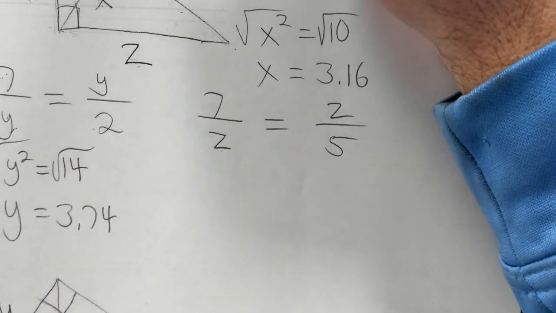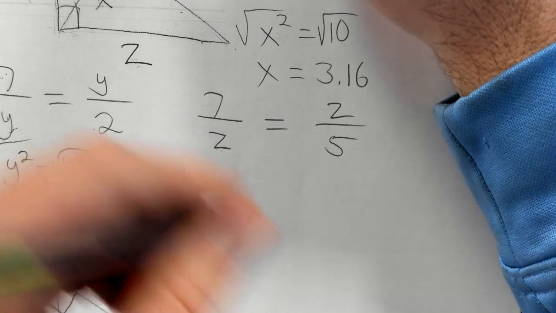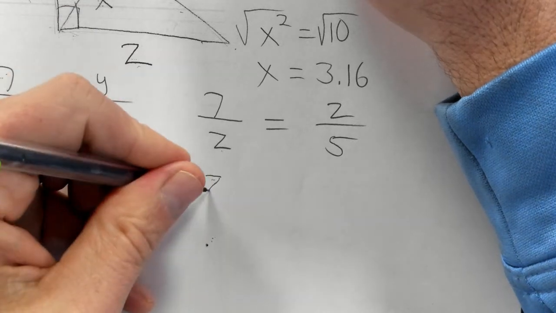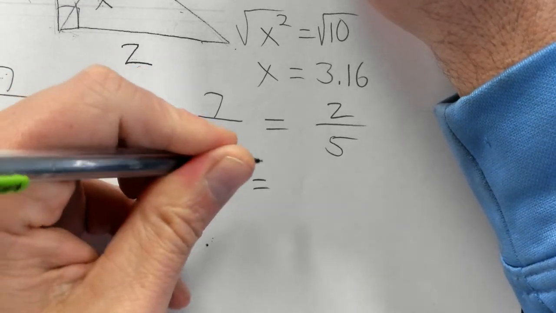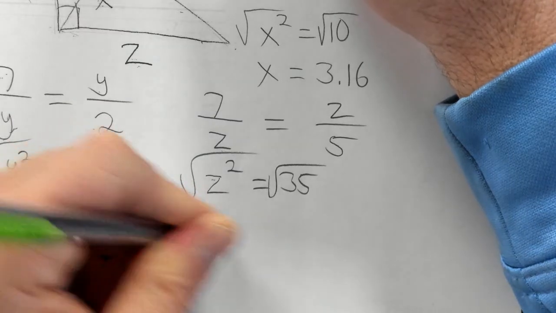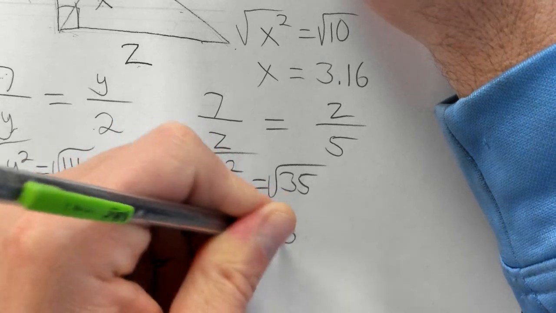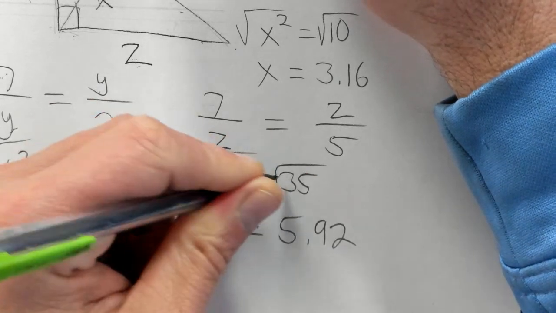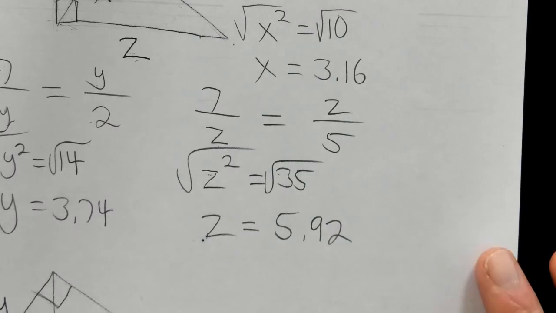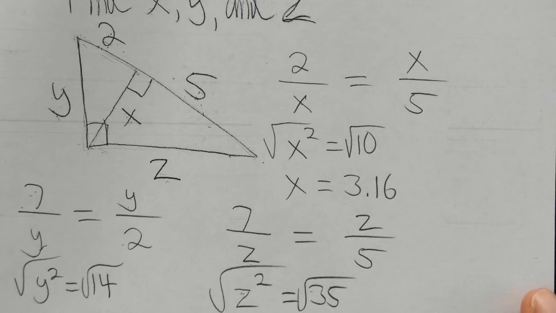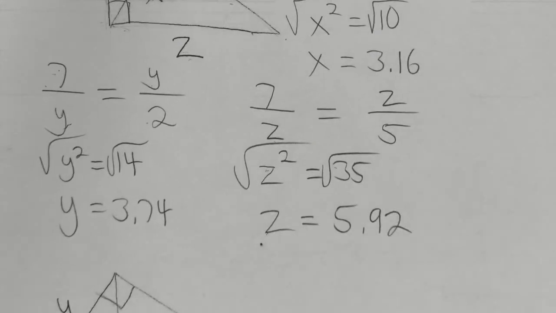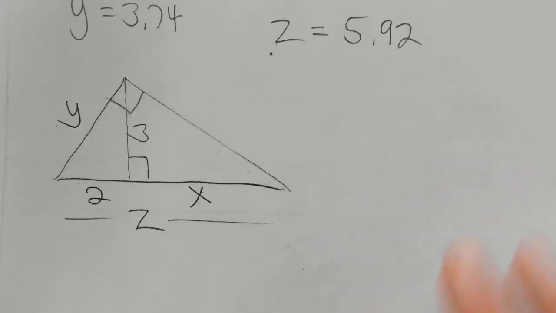So now we've got our fractions filled in. We're ready for solving it. So Z squared, the cross product, Z times Z will be Z squared. And 7 times 5 is 35. I must take the square root of both sides. And then we will get Z is equal to 5.92. So square root of 35 is 5.92. And now we have all three of the answers that they've asked me for by using those two geometric mean theorems. Okay? Let's take a look at one more problem here.